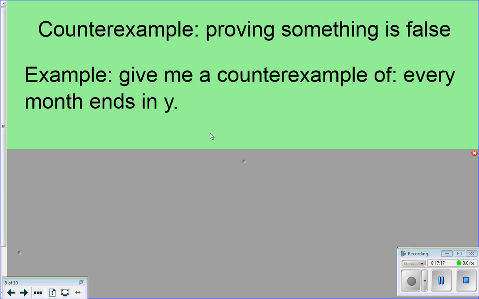You don't have to write the counterexample. We'll just talk about the counterexample, or we'll talk about this example. So a counterexample is proving something is false. And here's an example of that. If I came up here to you and I said every month of the year ends in Y. March doesn't. What else? December, August. You just gave me a counterexample. You proved I was wrong. Okay? Does that make sense?